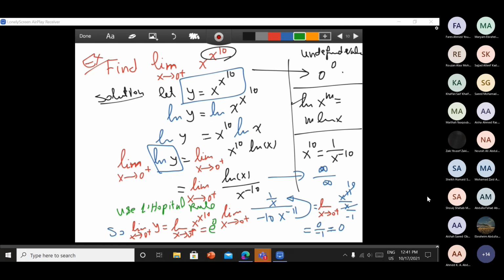Why? Because I got the ln. To get rid of the ln, I will have e. So when I have e, I have to take e for each side, right? So e to the 0 is equal to what? Is equal to 1, right?